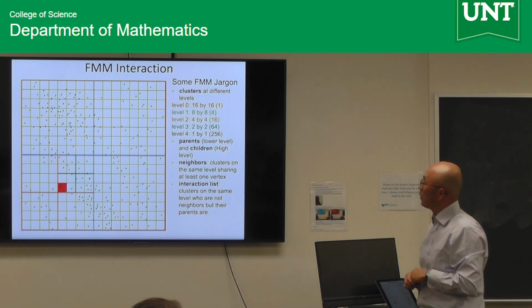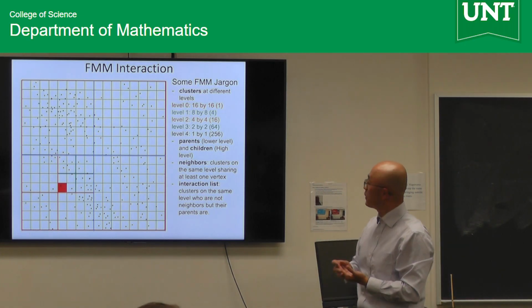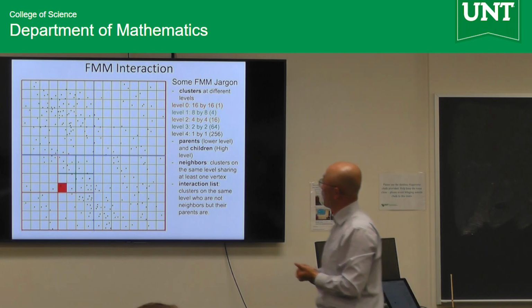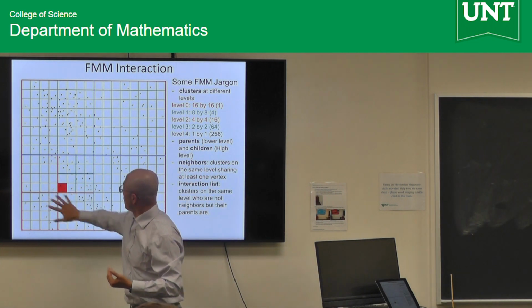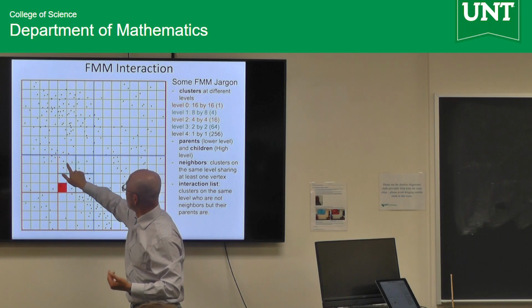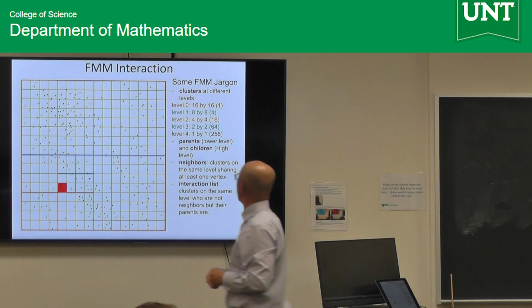And then you also have the relationship of parents and children. Parents means the lower level, children is the higher level. So for example, this one has 4 children: here, here, here, and here. This one has 4 children here, here, and here. So that's parents and children.